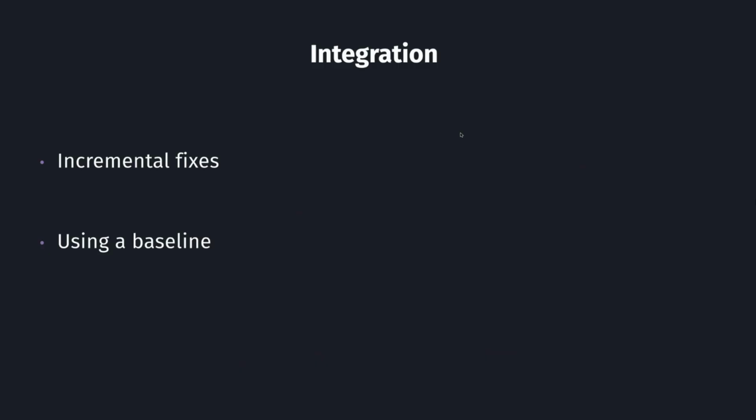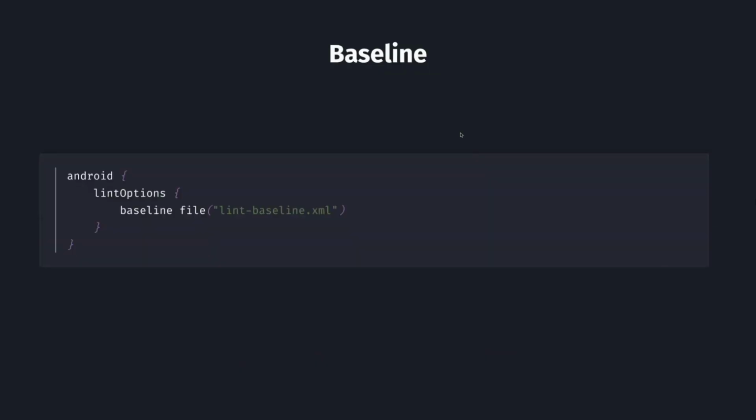So let's see how you declare a baseline. Inside your app module, you would be declaring the lint options block. And there you will be specifying the baseline file to be used. In this case, I'm using lint baseline.xml. You could use any file name. And if it doesn't exist, Lint will create one for you. And if it exists, it will override that.